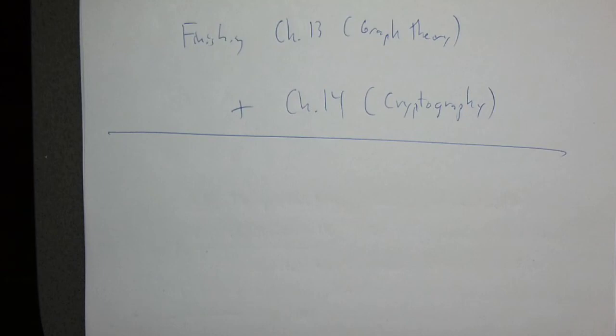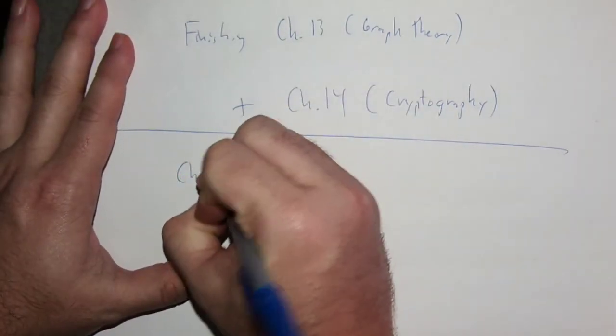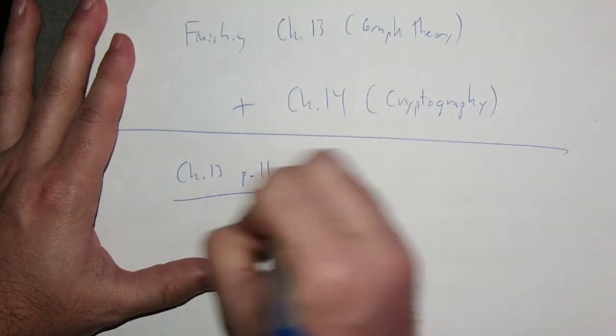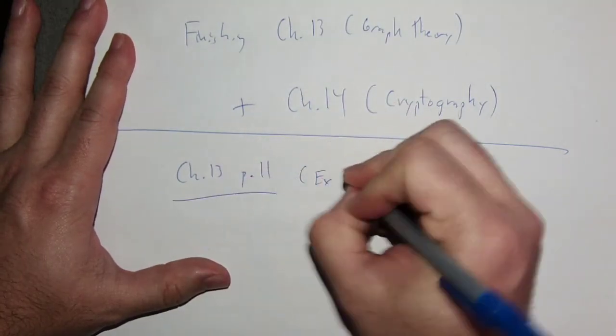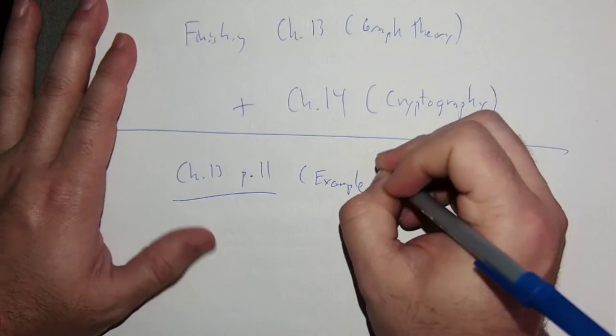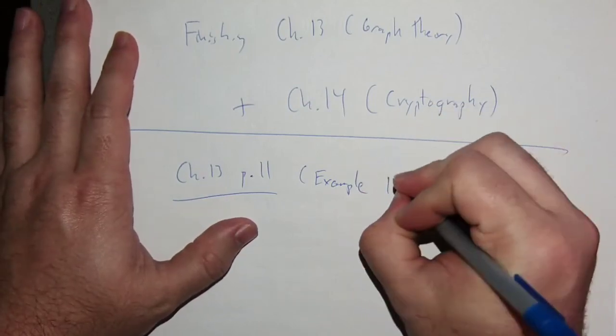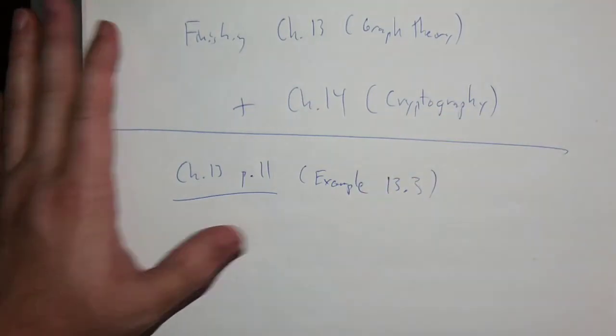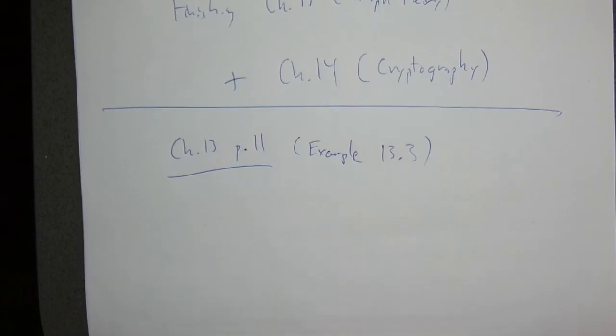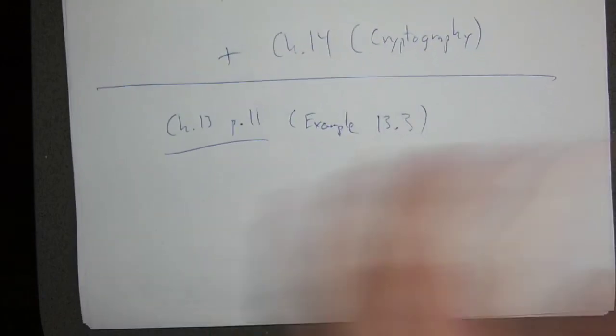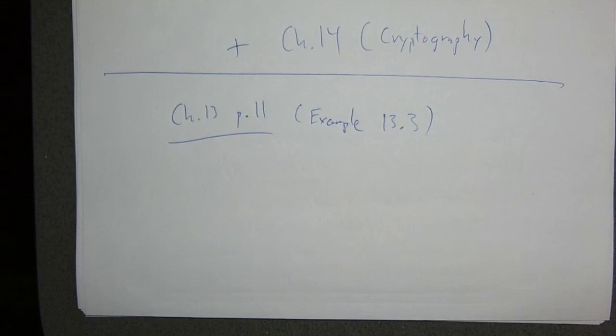So look with me on page 11 of chapter 13. So chapter 13, page 11, example. So this is example 13.3. So this is the first thing I want to look at. This is picking up exactly where we left off the last lecture. So example 13.3 says consider the following graph. So there's the graph drawn out there.